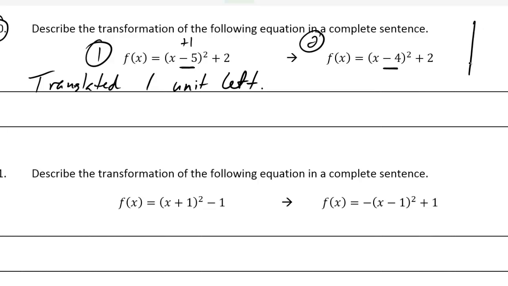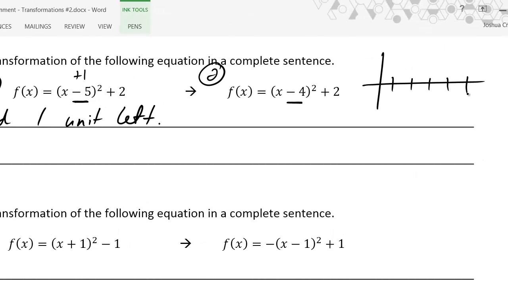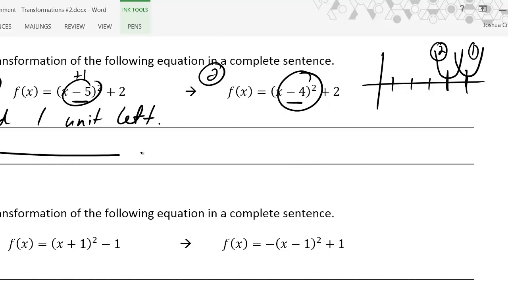Okay? So from function 1 to function 2, it went left 1 unit. I can show you visually as well. So here's our x-axis with up to 5 because of our 5 there. So we know that our function went right 5. So right here. Now this function, the minus 4, is at 4 to the right. So right here. Now the difference between function 1 and function 2 is function 2 is 1 unit to the left. And that's what we put, translated 1 unit left.